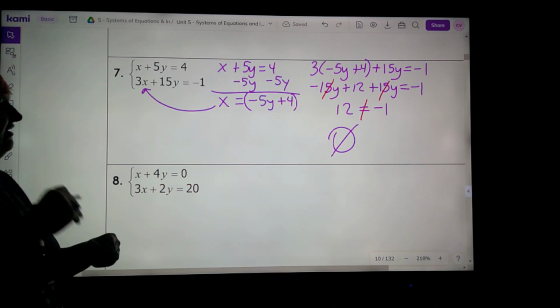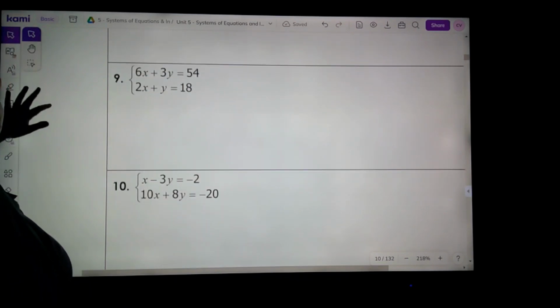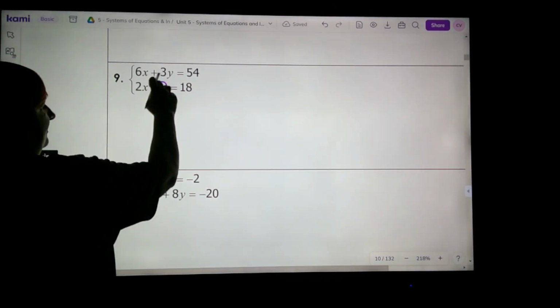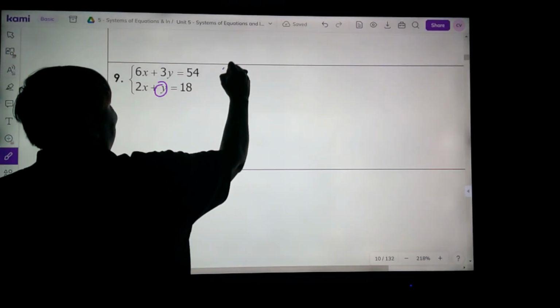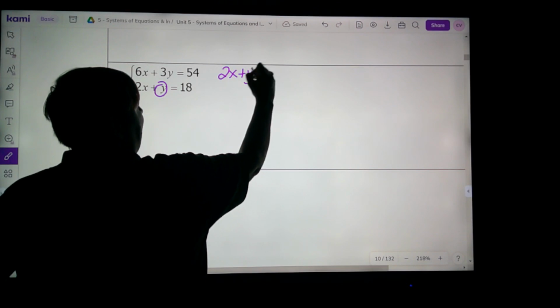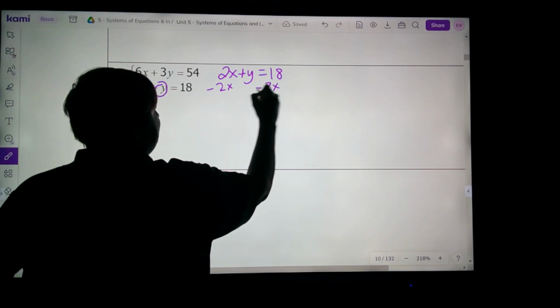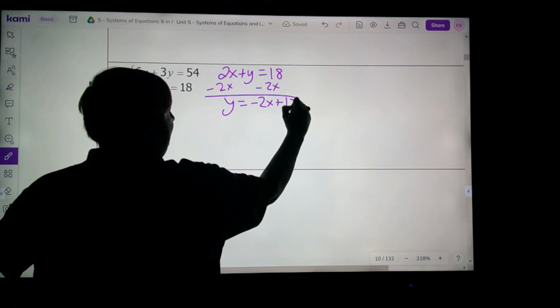Right. Parallel. Let's move on to 9. Alright, again, solve for the variable that has no coefficient. 2x plus y equals 18. Subtract 2x from both sides. Y equals negative 2x plus 18.